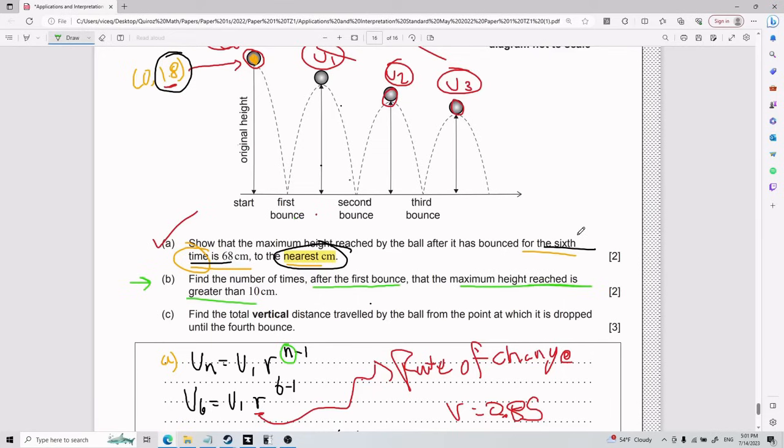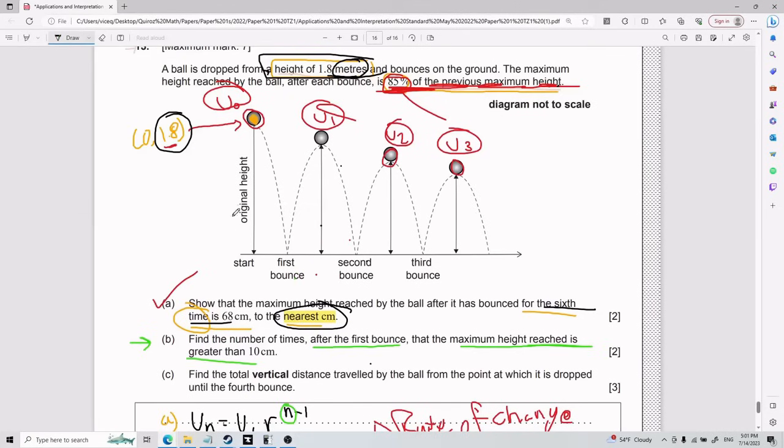All right, cool. So what we need to understand here is the following. 10 centimeters, because this is in meters, is going to be 0.1. And at some point with some of these bounces, it's not going to cross 0.1 anymore. So I can set it up with math language in the following way: I need to find anything that is greater than 0.1. So this is how I'm going to start. It has to be greater than 0.1.